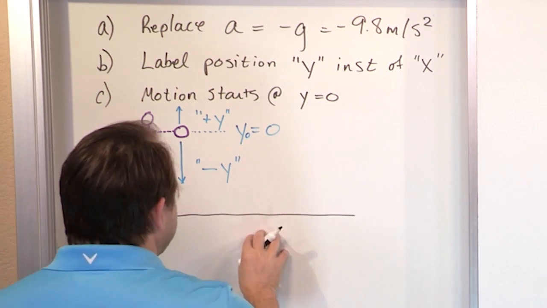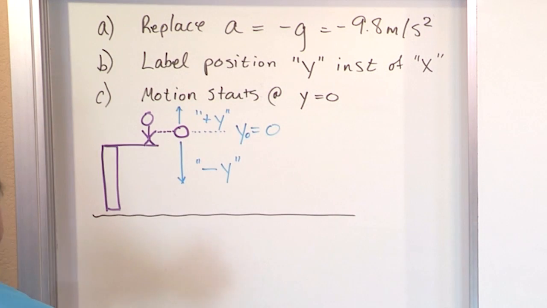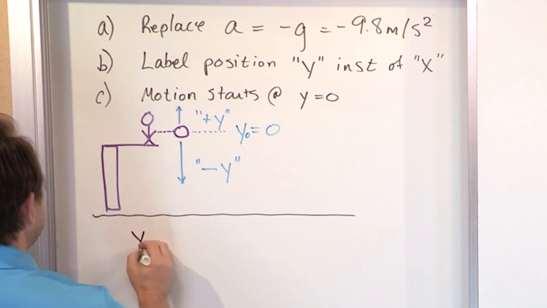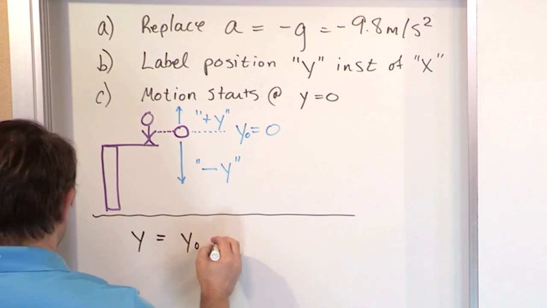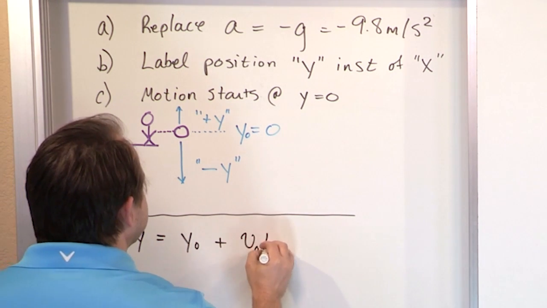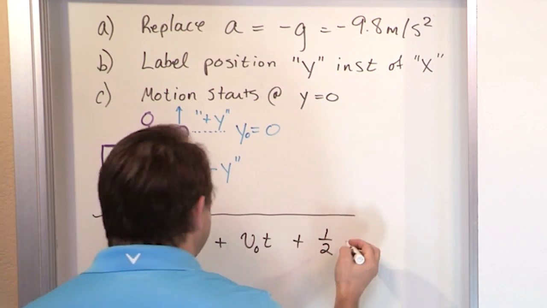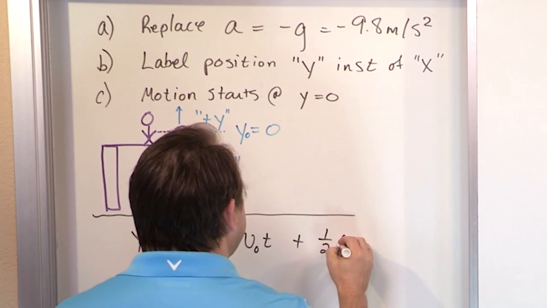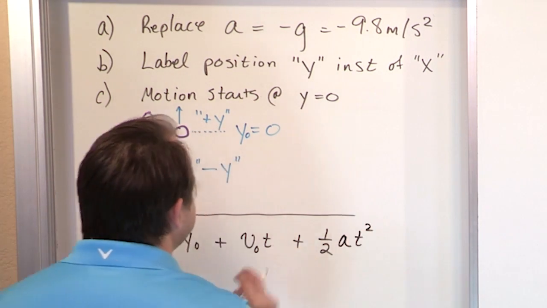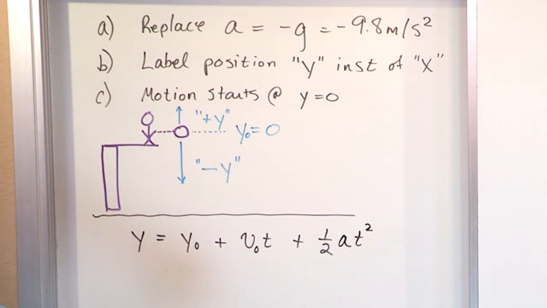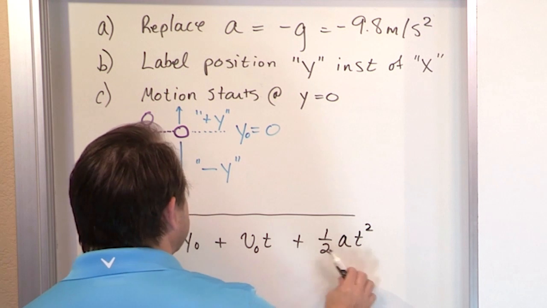x is equal to x naught plus v naught t plus 1/2 at squared. We've used it a million times. But because we're doing free fall motion only in this direction, it's actually going to look like this. y is equal to y naught plus v naught t plus 1/2 acceleration times time squared again. So the way I want you to think about this is, we are talking about gravity, so we are going to put the gravitational acceleration in here.